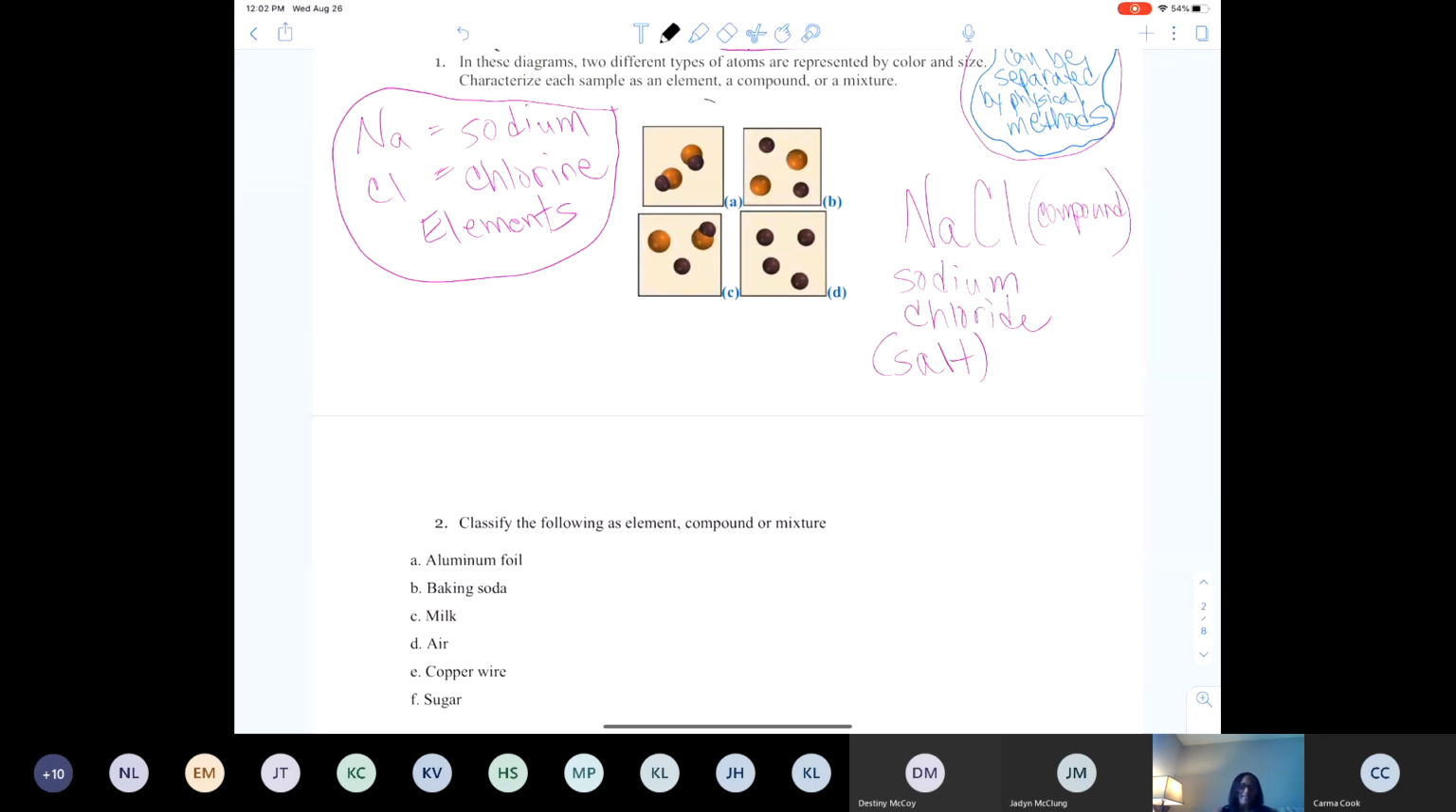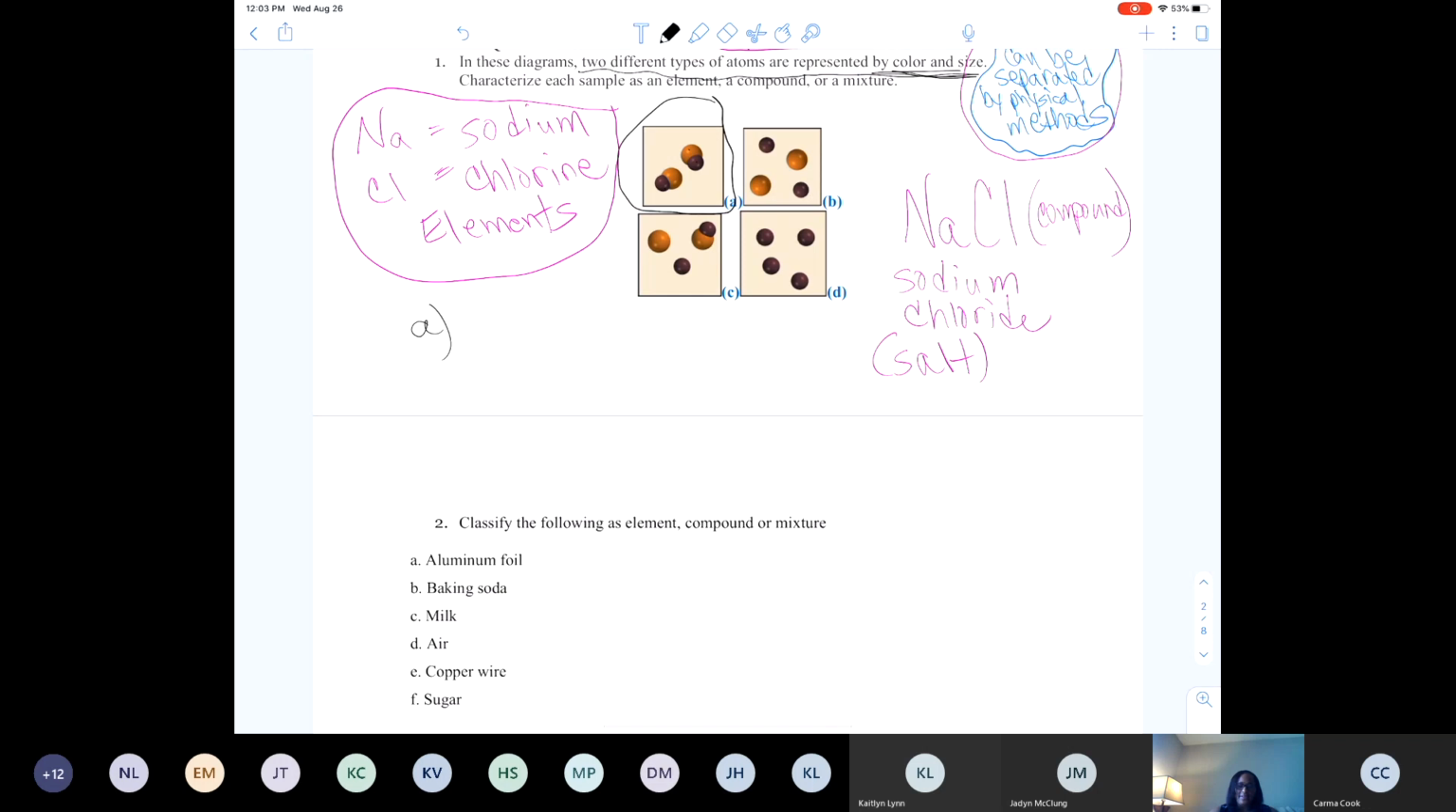So for panel A, did you say that this represented an element, a compound, or a mixture? It's an element. Very good. Element, does everyone agree? So we see 2 different colored circles. These 2 different colored circles represent 2 different types of atoms. So if I've got 2 different types of atoms that are connected together, is that going to represent an element, a compound, or a mixture?